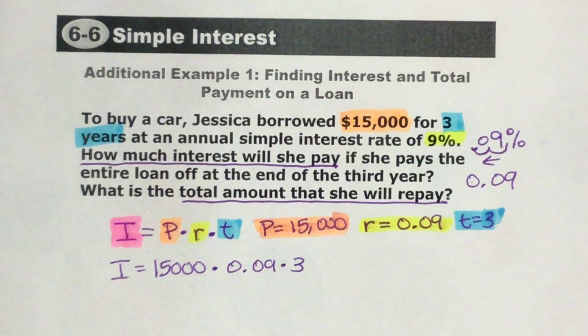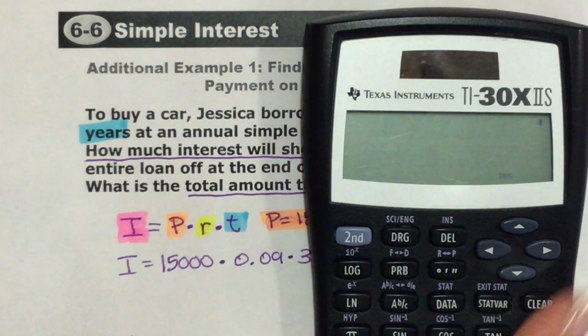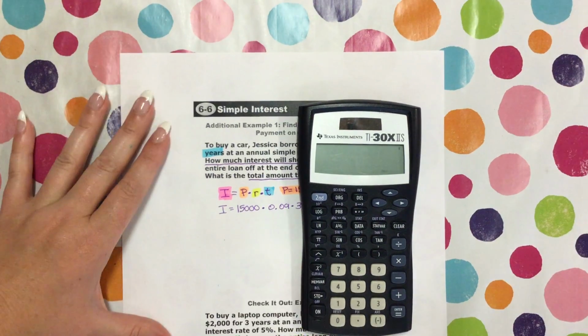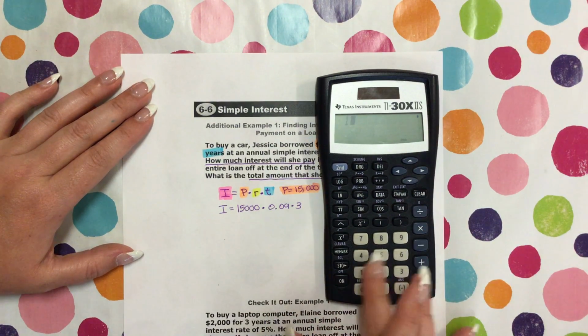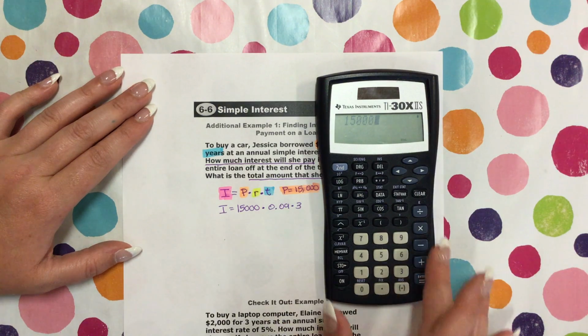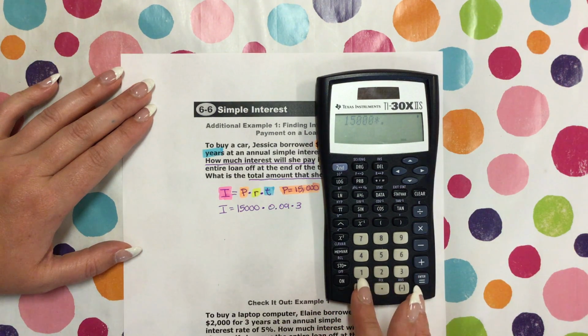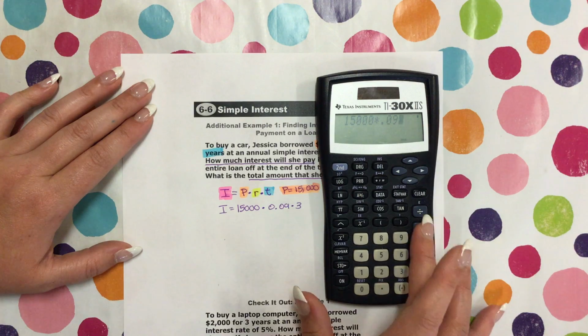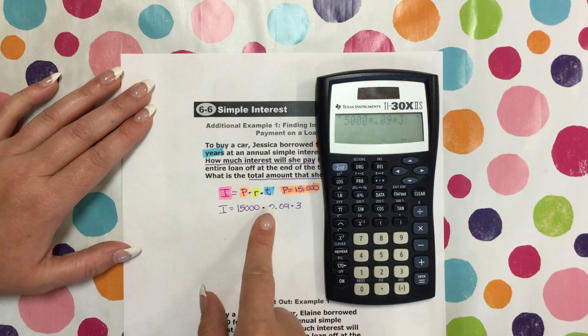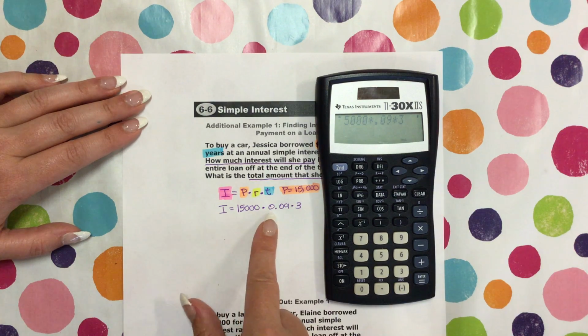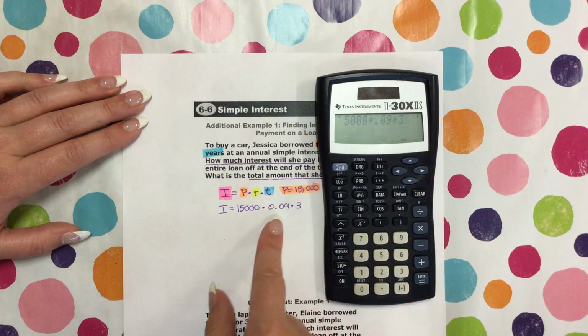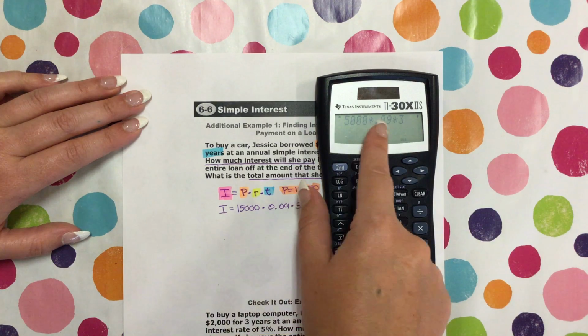Now we're just going to go ahead, and for this section, some things we're going to be using our calculator. Not all things, but some things. So we're just going to go ahead and put those values in. 15,000 multiplied by 0.09 times 3. Now, right here I have 0.09. If I was to put in 0.09 into my calculator, I get the same thing as just putting 0.09.